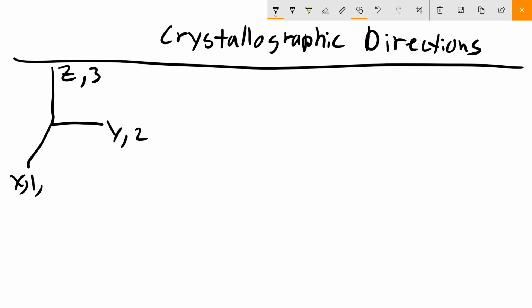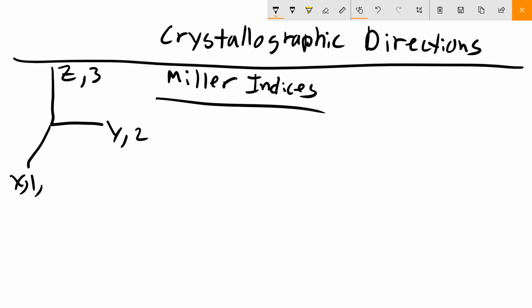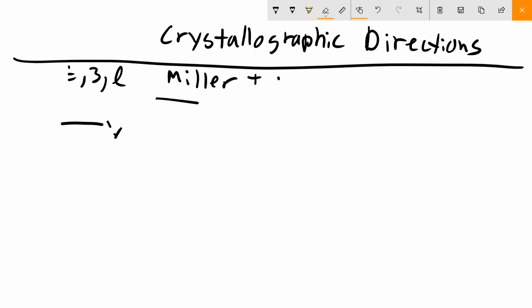But here we're going to introduce these Miller indices. With Miller indices, we use H, K, and L for the coordinate systems. For crystallographic directions, we're going to use these square brackets. So square brackets denote directions. We'll see there are different notations for planes and families of planes and families of directions as well. So with that in mind, let's erase here real quick, and we'll draw our nice cubic unit cell and start to define directions.